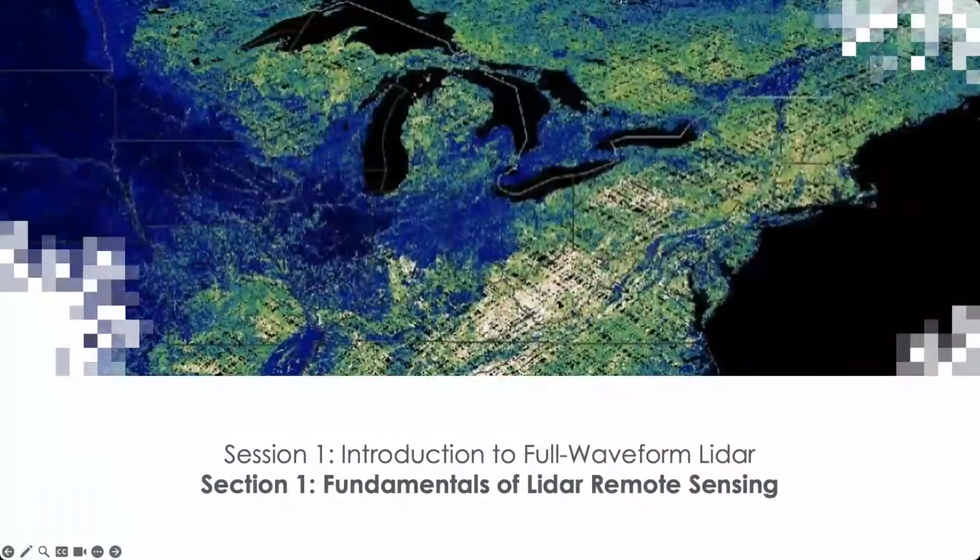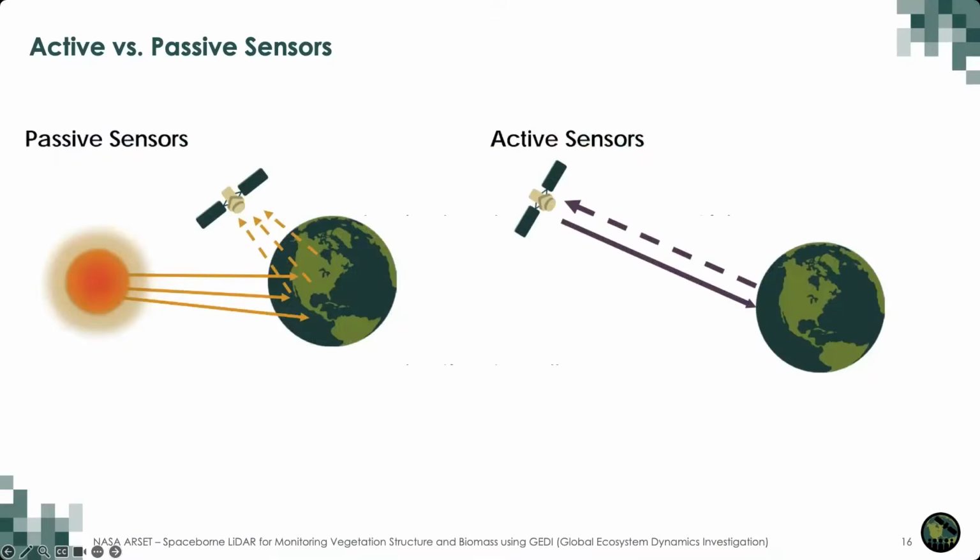All right, let's dive into section 1, which focuses on the fundamentals of LiDAR remote sensing. Remote sensing systems can be classified into 2 fundamental categories: passive and active sensors. Passive sensors detect natural electromagnetic radiation reflected or emitted from Earth's surface, such as sunlight reflected from vegetation or thermal radiation from the ground. Examples include optical satellites like Landsat and thermal infrared sensors.